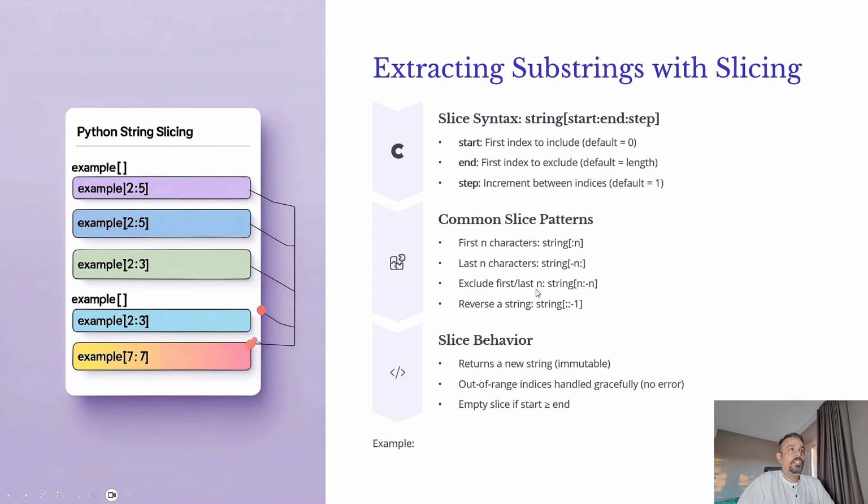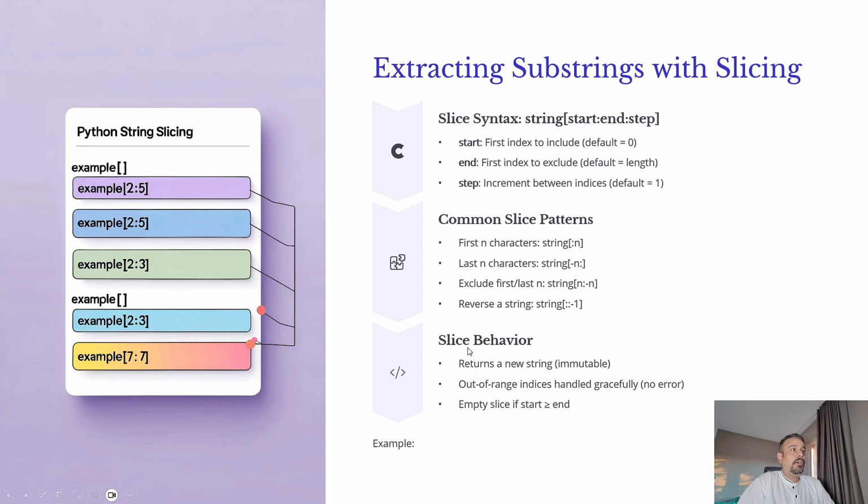And when you exclude first name and last name, so for example, when you want to get the first character and the last character, in that case you can use -n, so it is going to fetch that for you. And if you want to reverse an existing string, in that case you can use :: -1, so it is going to give you a reverse string. We will see that in the code in a few minutes.